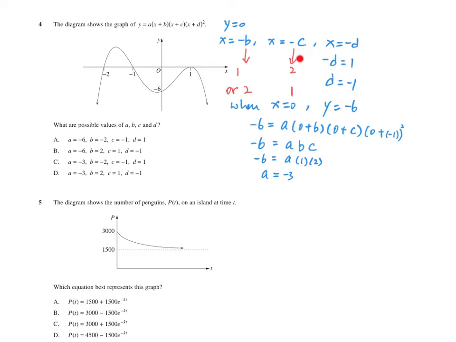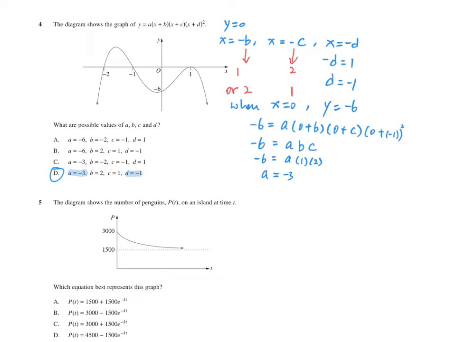From the previous information, we also know that b and c should be either 1 or 2, so it doesn't make a difference. So minus 6 equals a, which makes a equal to minus 3. Among the choices, you have a equals minus 3, d equals minus 1, and b and c equal to either 2 or 1. So the answer should be D.